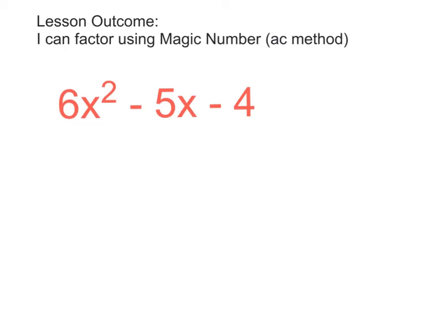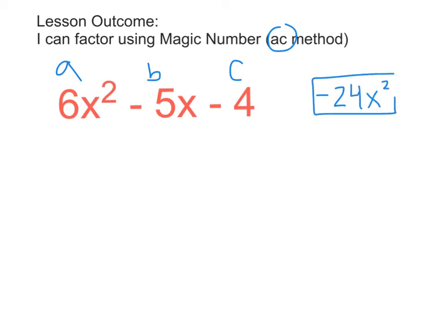Okay, so the first thing you should have done is you should have multiplied the A and the C in this problem. Remember, A is the coefficient of x squared, B is the coefficient of x, and C is our constant. So multiplying the A and the C, and we're going to include our variable part as well, is negative 24x squared. You absolutely need the negative. If you missed it, that is going to be an issue. So get that in there now.